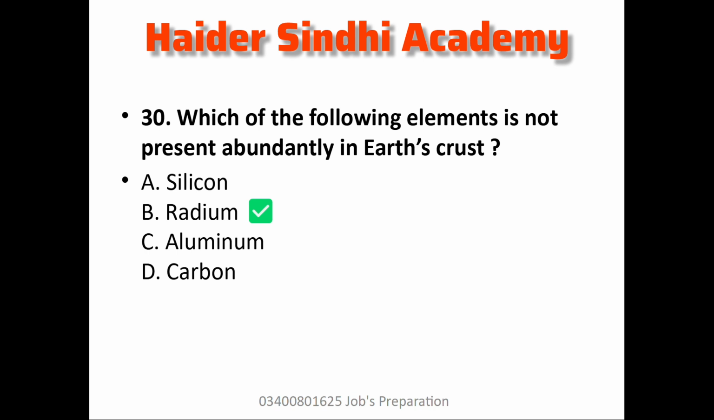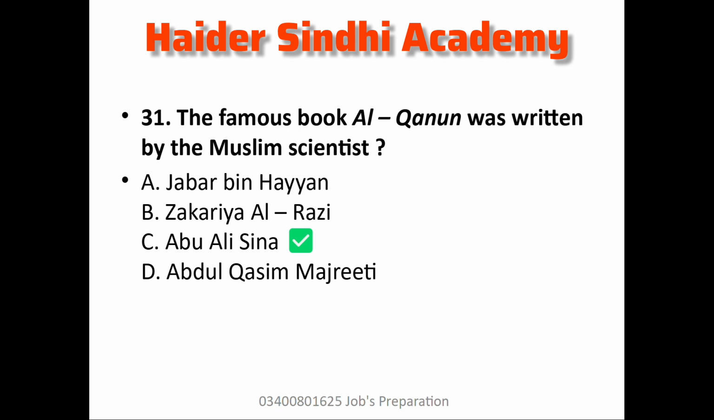हम पहले MCQs जो पढ़े थे उसमें हमने वो पढ़ा था कि which is the following element that is abundantly present, पर यहाँ पे है which is not abundantly present, तो option B radium is the correct option. The famous book Al-Qalam was written by the Muslim scientist Abu Ali Sina is the correct option.